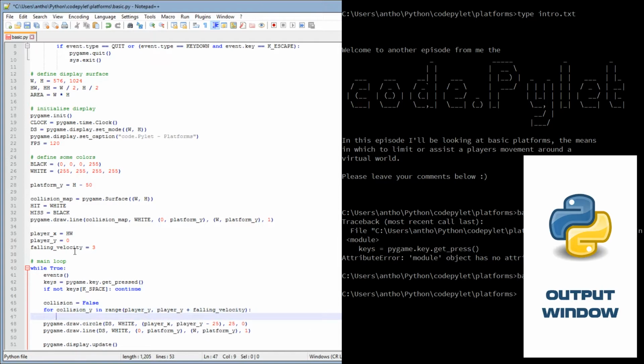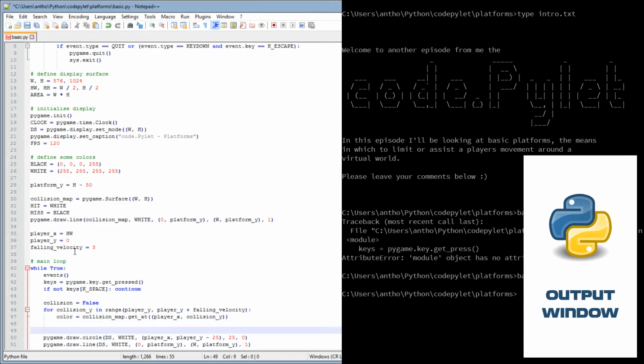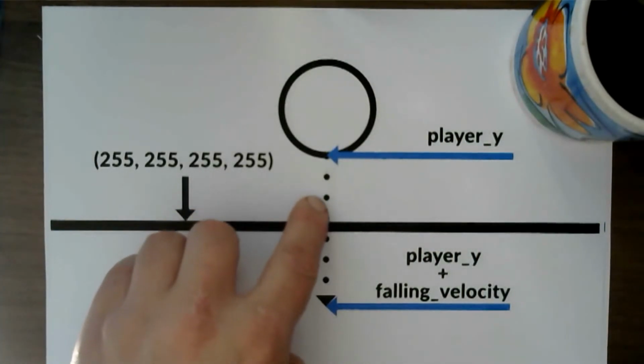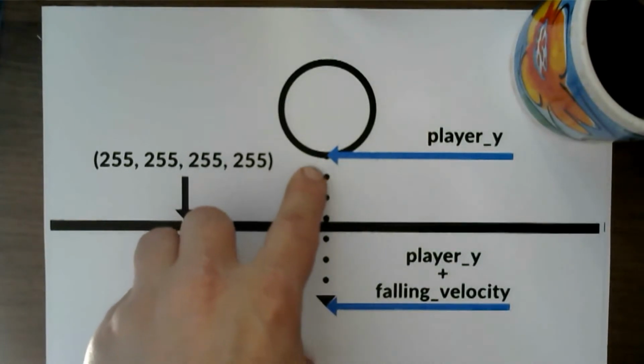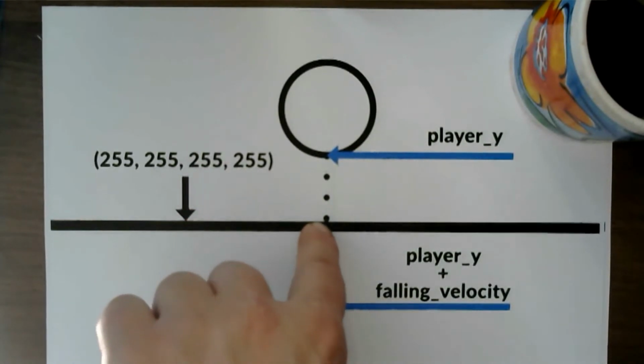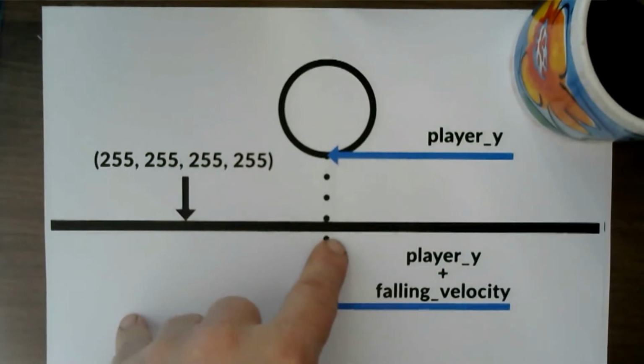Yep. And then we'll get our color sample. Color equals collision map get at player X and collision Y. So we're looking at each pixel all the way through the range. Now in this example we're going to get to there and we're going to sample this white line, aren't we?